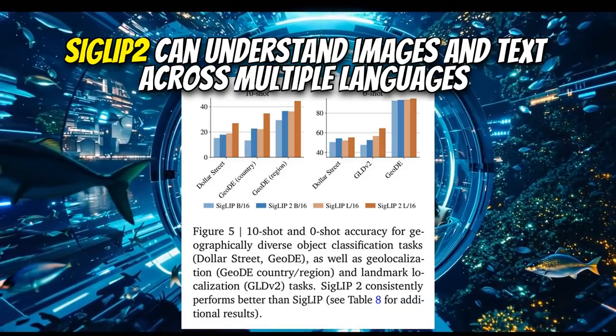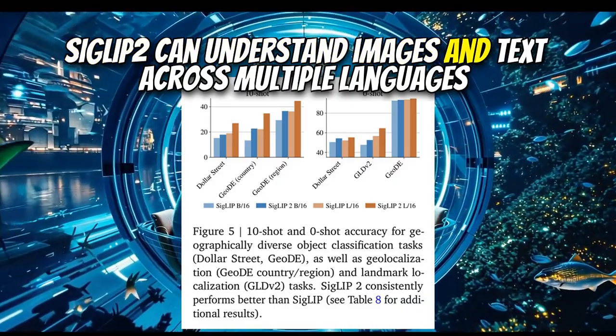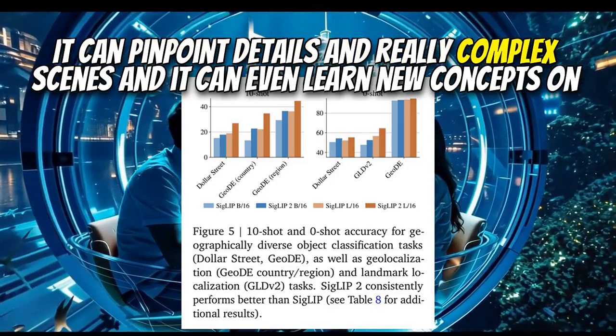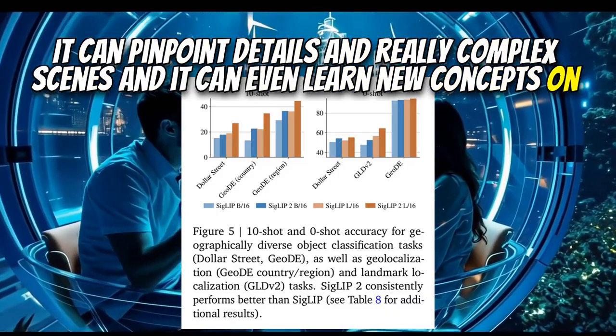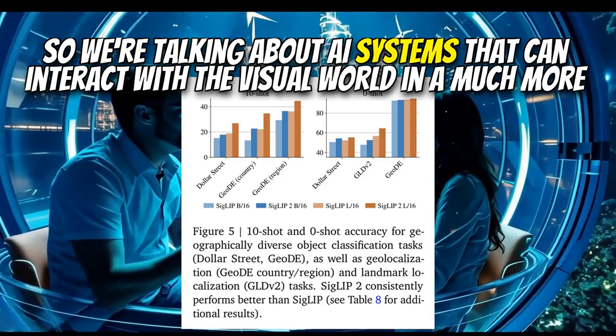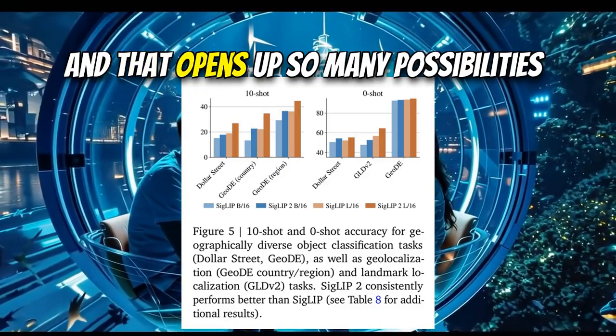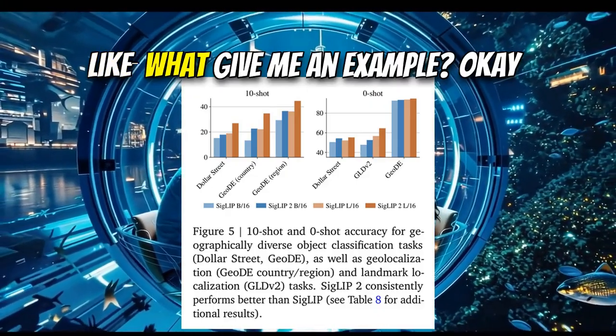Well, think about it. SigLIP 2 can understand images and text across multiple languages. It can pinpoint details in really complex scenes, and it can even learn new concepts on the fly. So we're talking about AI systems that can interact with the visual world in a much more human-like way. Exactly, and that opens up so many possibilities. Like what? Give me an example.